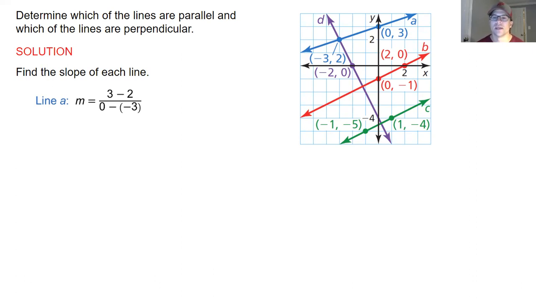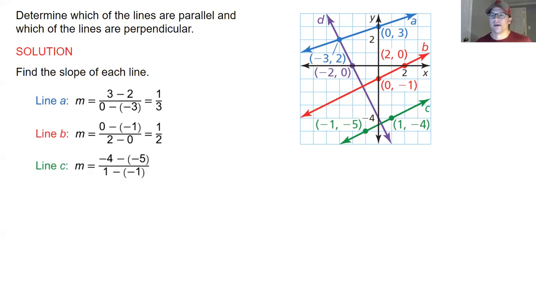We got the coordinates (-3, 2) and (0, 3) plugged into our slope formula, and that gives us a slope of 1/3. Line B, we're using the coordinate points (0, -1) and (2, 0). So plugging that into our slope formula, we get 1/2. Line C, finding the slope, (-1, -5) and (1, -4). Plugging that in our formula, we get a slope of 1/2.